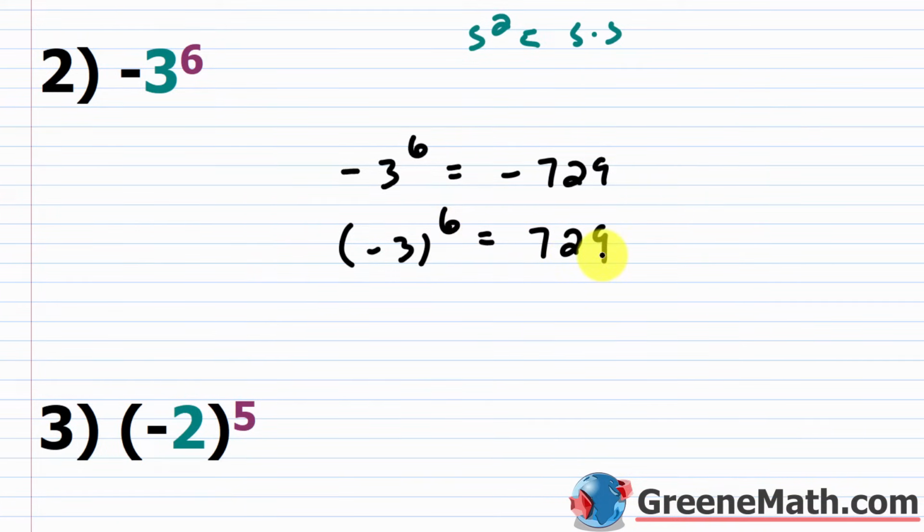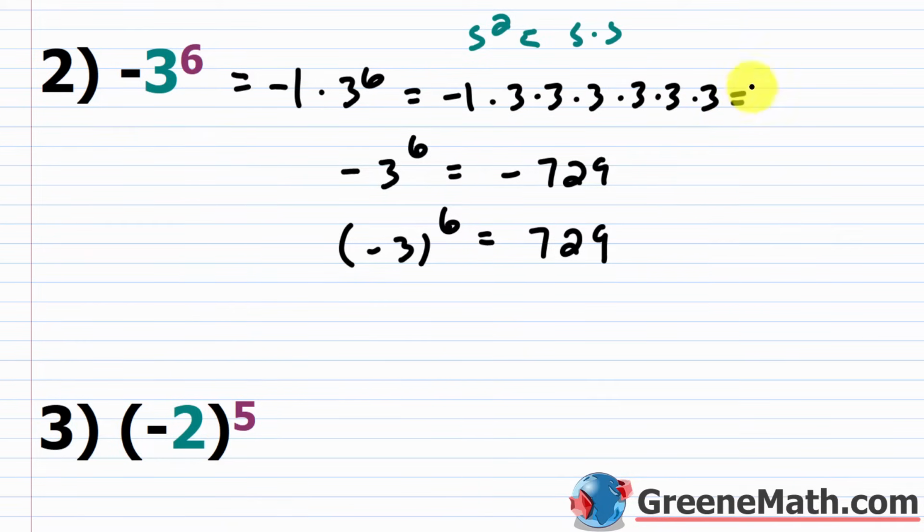So negative 3 wrapped in parentheses raised to the 6th power, you're going to get positive 729. I want you to pause for a minute and think about why you get these two different results. Well, in the first case, you're not really raising negative 3 to the 6th power. You could write this as negative 1 multiplied by 3 to the 6th power. So really this is negative 1 times 3 times 3 times 3 times 3 times 3 times 3, which is negative 1 times 729, which is negative 729. So that's where this result is coming from in your calculator.